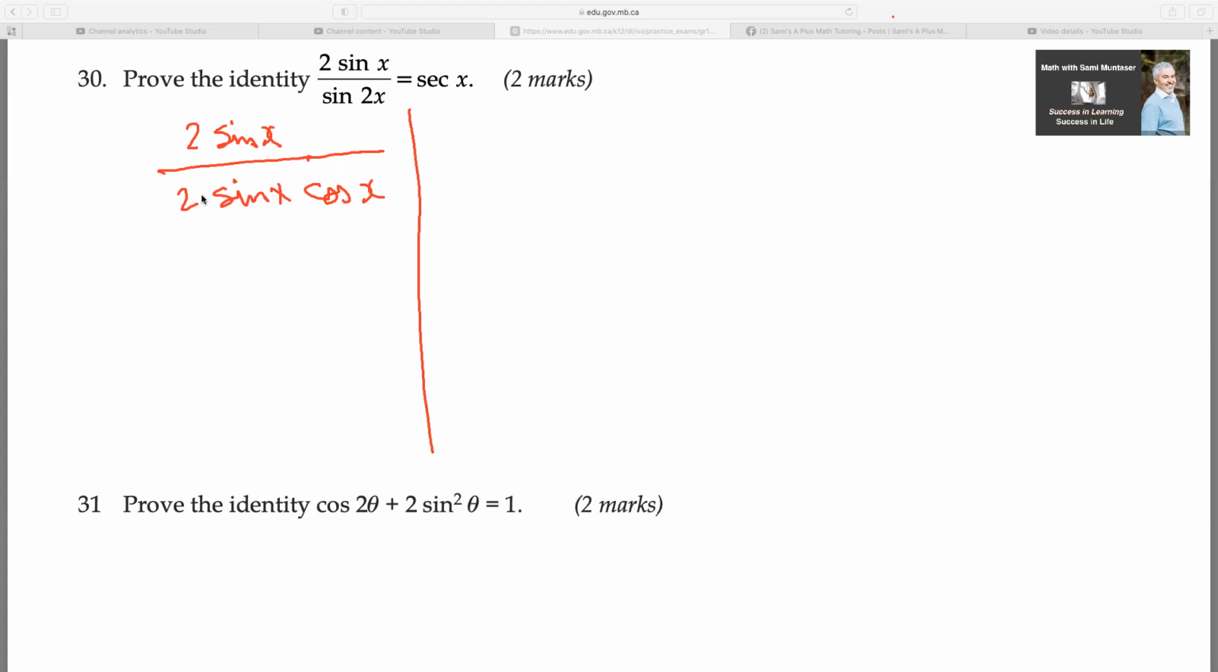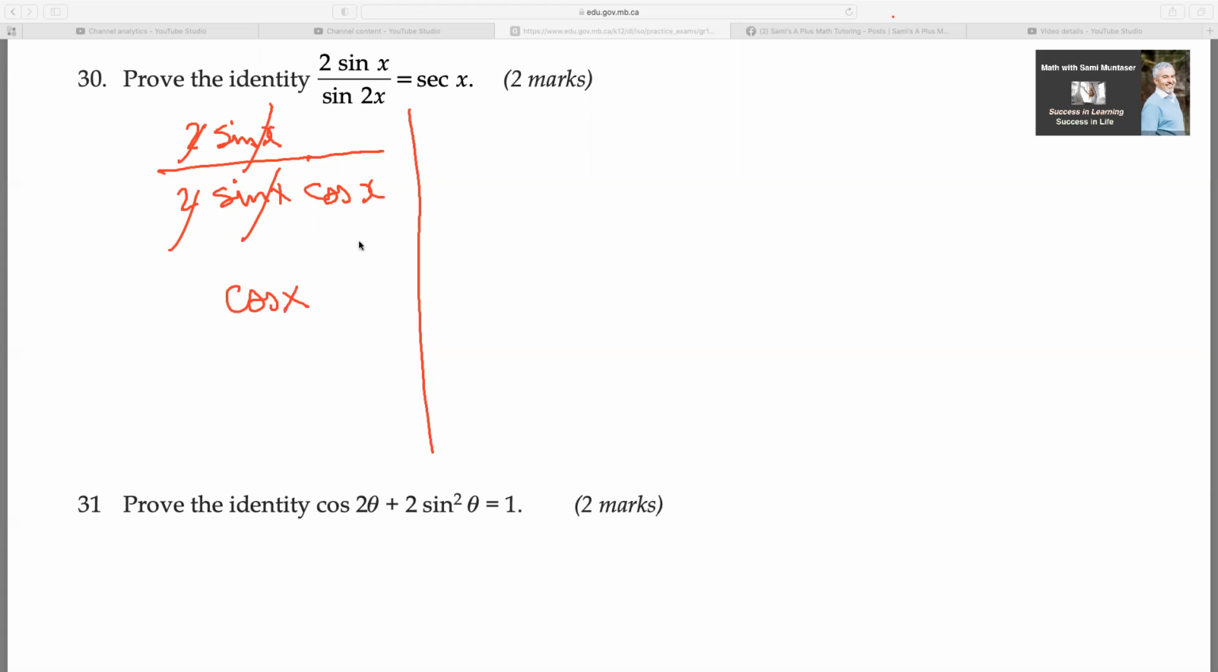So now once you do this, 2 and 2 reduce, sine x and sine x reduce. The common mistake I see students make, through my experience, is that they write the answer for this as cos x. No, it's not. Cos x is in the bottom of the fraction.